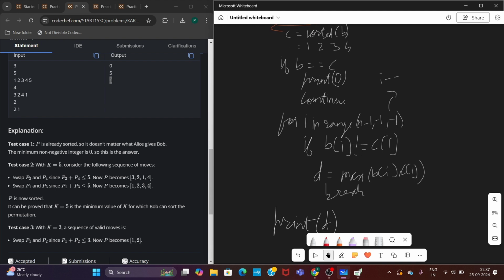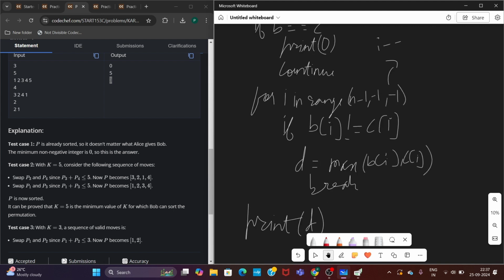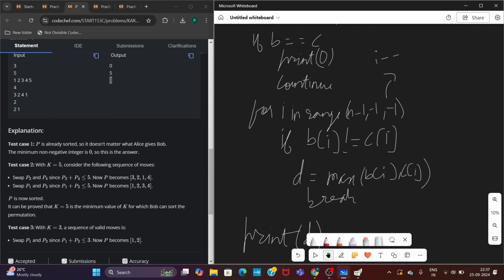Let's see. We will first sort our array and check if it is already sorted; if so, just print 0. Or else we will run a for loop from n minus 1 to 0, and check whether the element in the unsorted array is not equal to the element in the sorted array. We will find the maximum of those elements, simply break, and then print d.